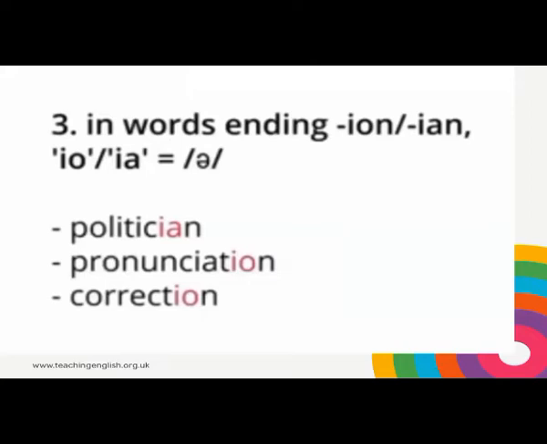In words ending in ION, IAN, IO, IA, there's a schwa, such as politician, pronunciation, correction. So in words ending with ION, IAN, IO, or IA, there is also a schwa.